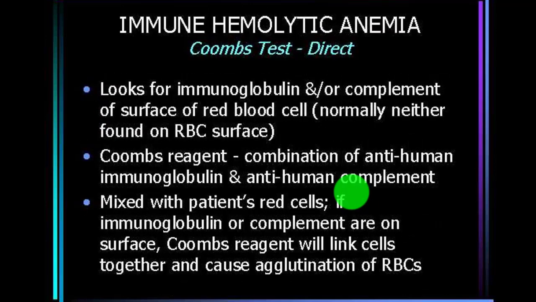The direct Coombs test looks for immunoglobulin or complement on the surface of red blood cells; normally neither is found on the RBC surface. Coombs reagent, a combination of anti-human immunoglobulin and anti-human complement, is mixed with the patient's red blood cells. If immunoglobulin or complement is on the surface, Coombs reagent will link it.